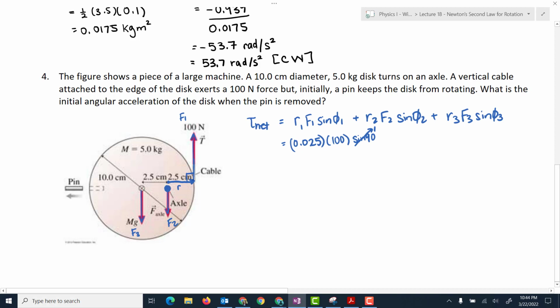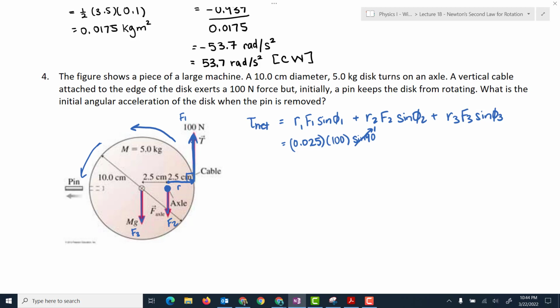Now that torque there, that force, the tension, causes the whole wheel, or the disc, to rotate in this direction here. If you were pulling on this disc in this direction, it would cause it to rotate in the counterclockwise direction, which is positive. So we don't need to put a negative in front of that whole thing.